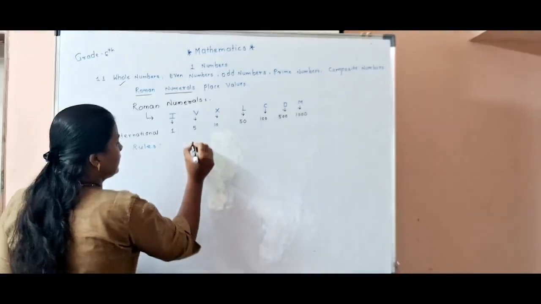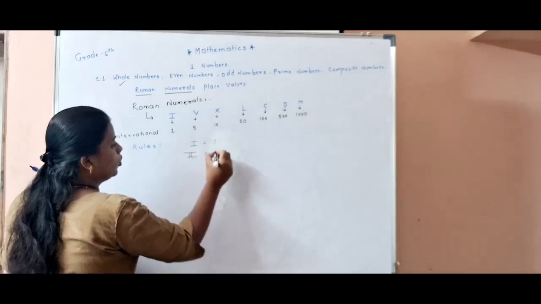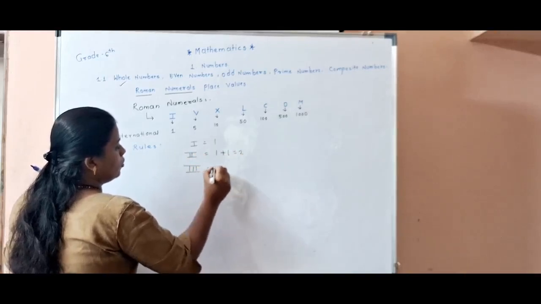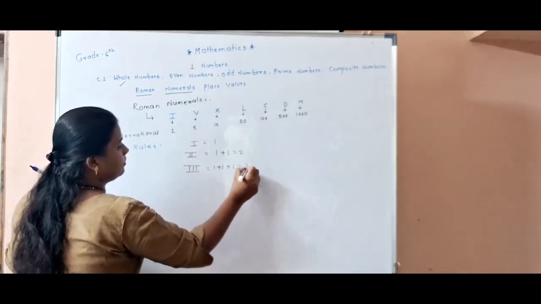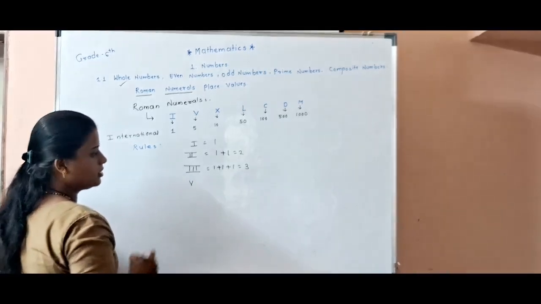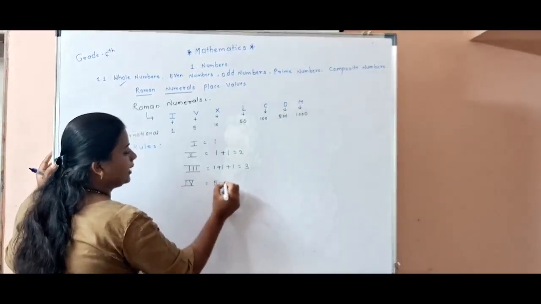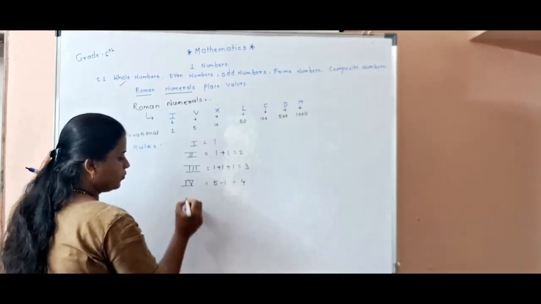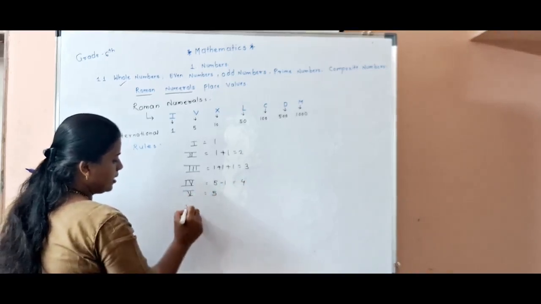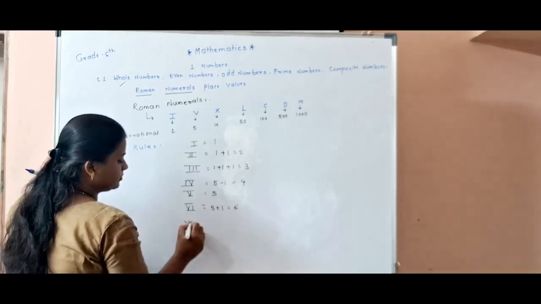So I, it is 1. We can repeat 3 times. 2, 1 plus 1 it will be 2. 1 plus 1 plus 1 it will be 3. Over 5, then to this left side it will be 5 minus 1, that will be 4. 5 itself is given in the Roman chart, that will be 5. To the right side, 5 plus 1 will be 6.